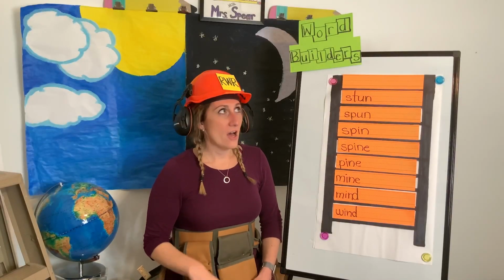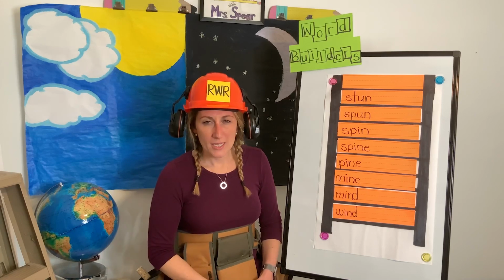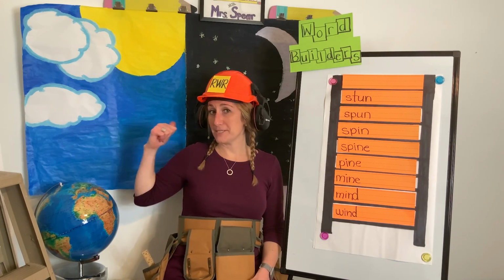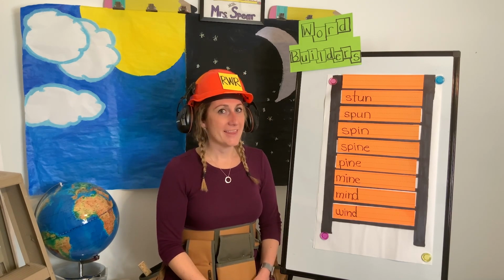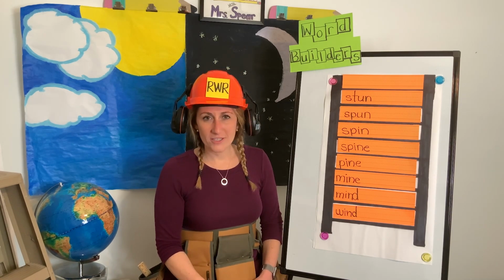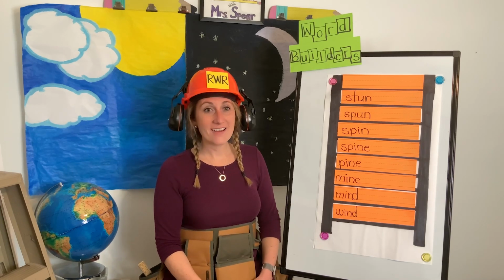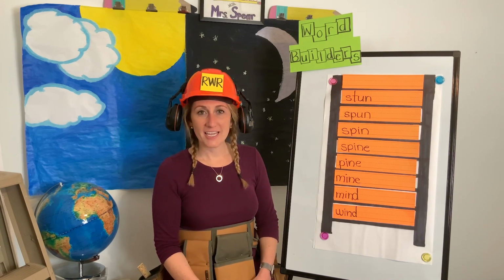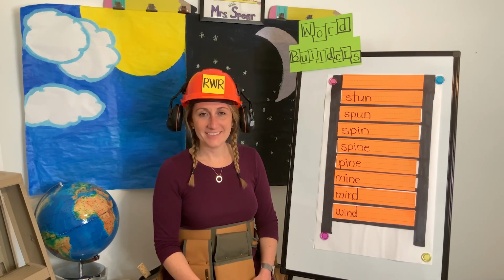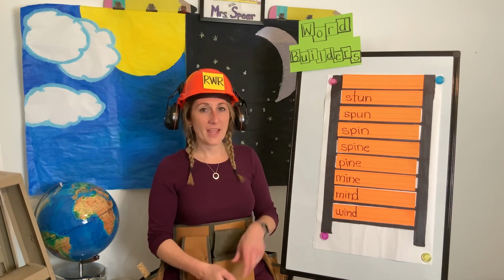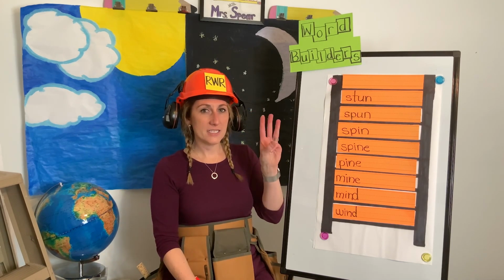This is it. The last word in our word ladder that's actually related to the daytime sky we've been talking about. Think you can guess what it is? The very last word in our word ladder today is the word sun. The sun was shining bright. Sun. Can you say sun? Okay, let's listen to the sounds in sun. S, u, n, sun.